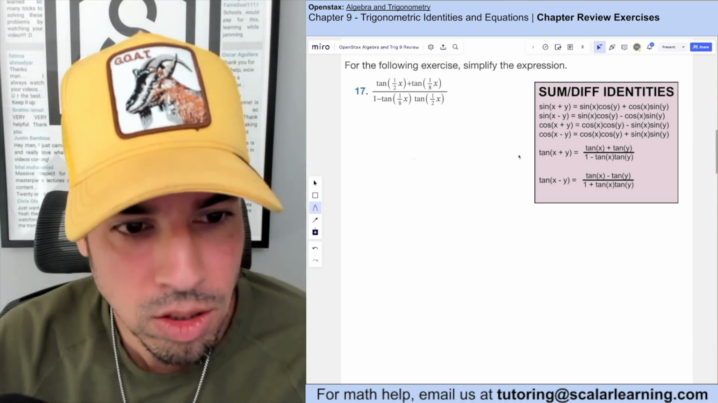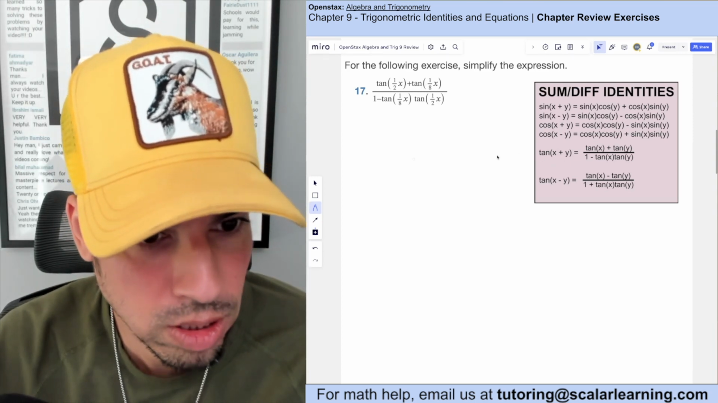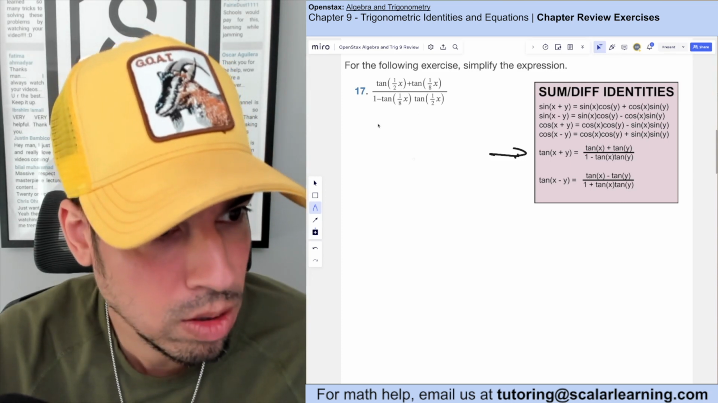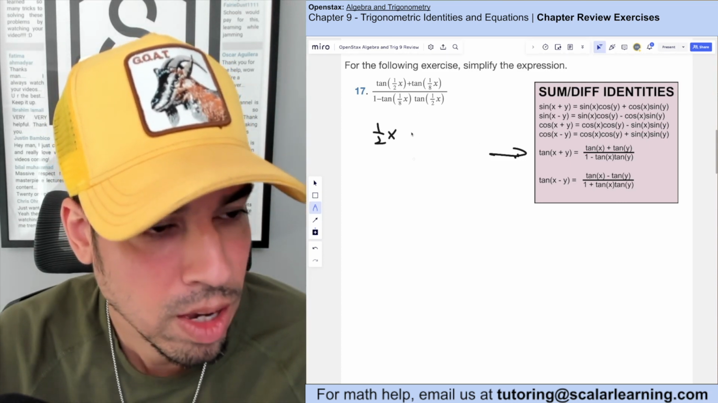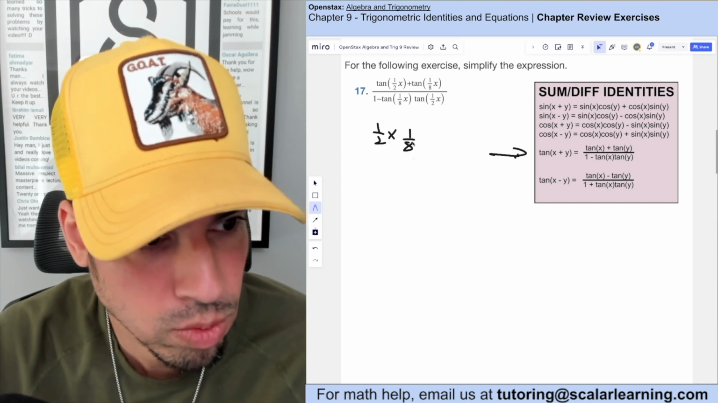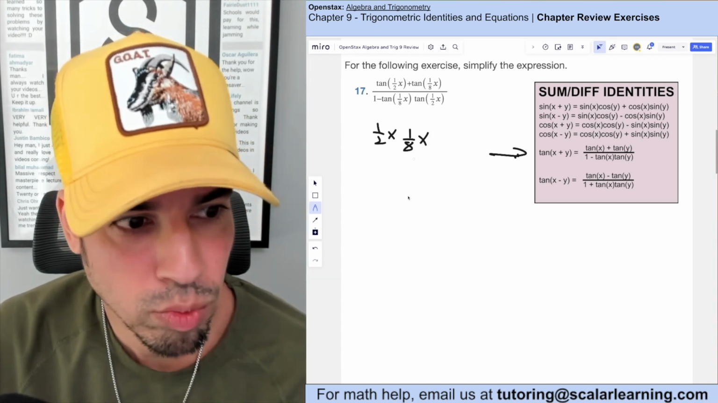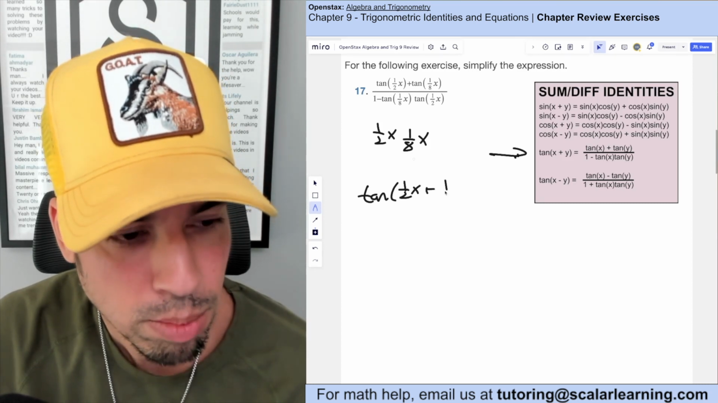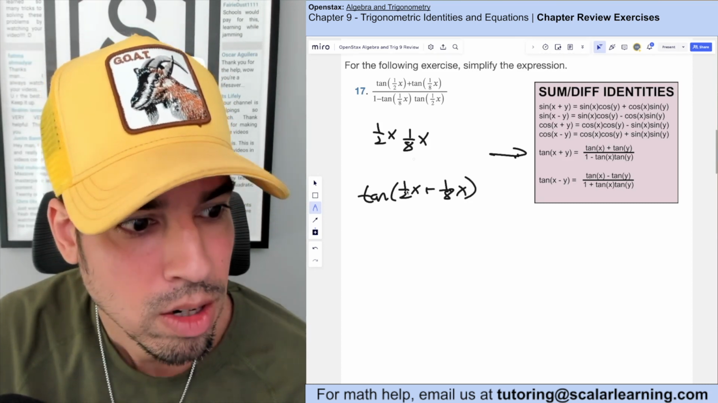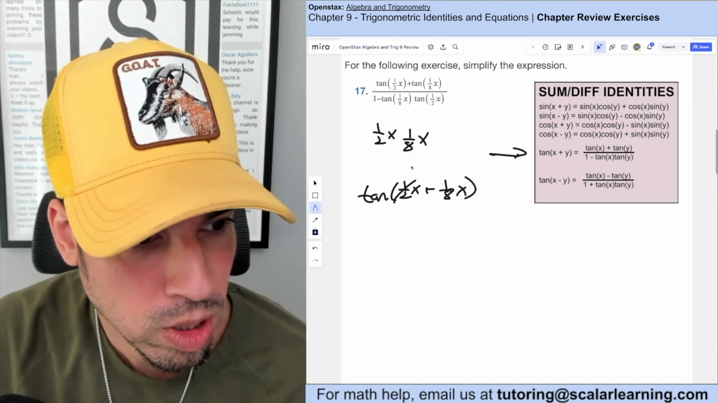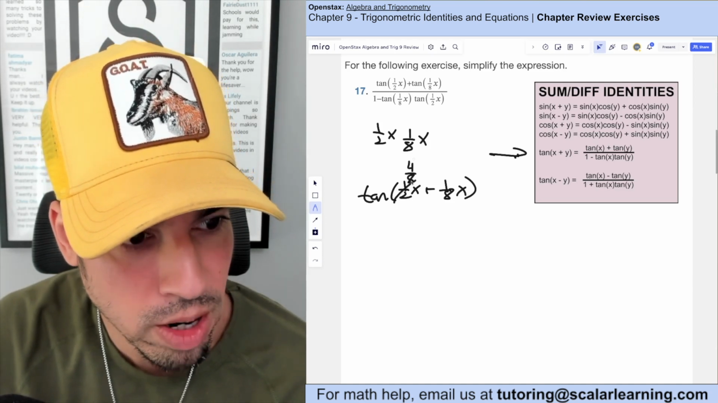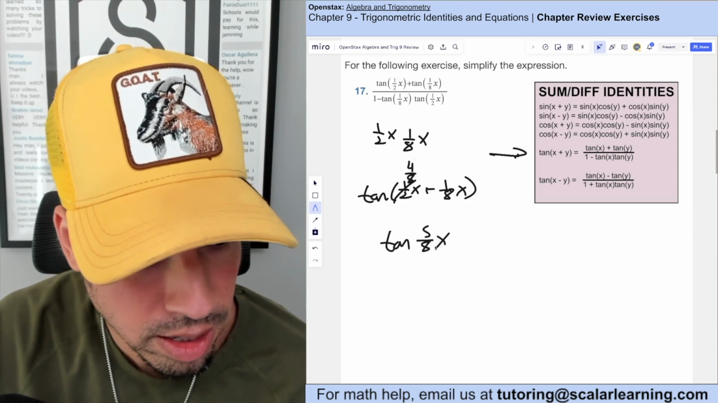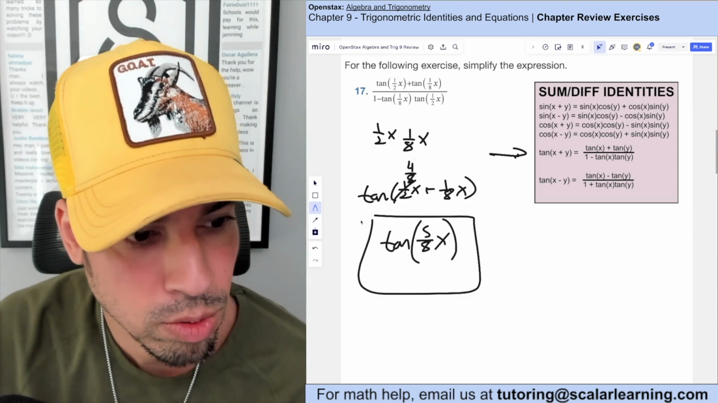So for this one, we're meant to simplify, and I've got the sum difference identities up here because you might notice that this certainly looks like this, where my x and y seem to be 1/2 x and 1/8 x. Knowing that, I can rewind this into tangent of 1/2 x plus 1/8 x. By the way, to get common denominators, 1/2 can be 4/8. So 4/8 x plus 1/8 x is 5/8 x. And that's how you do it, done.